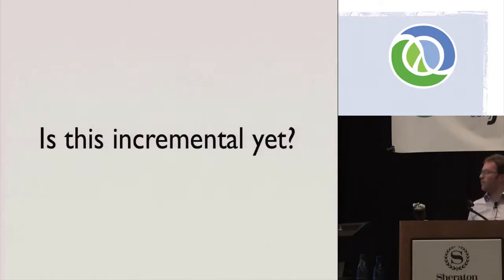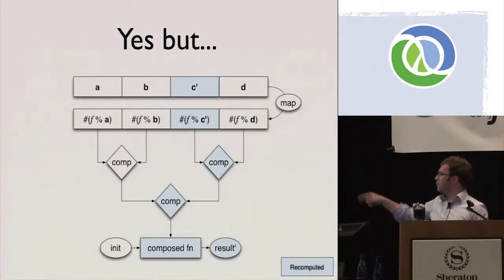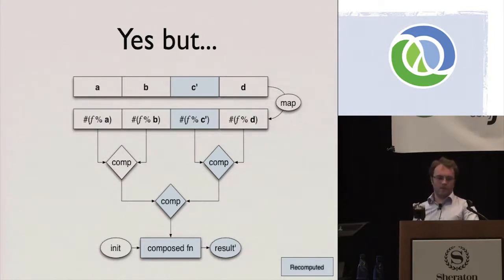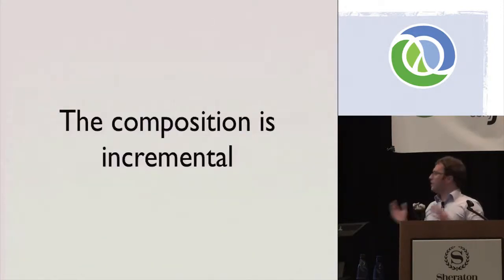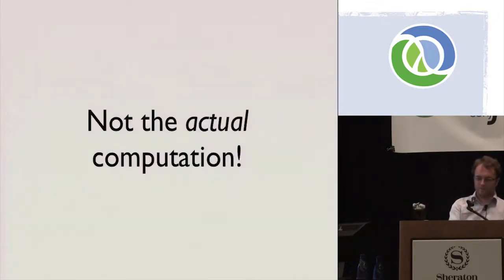So is this incremental yet? Indeed, it is. If I change C into C prime, I only need to recompute all the nodes which are in blue. So F, the first partial function, and then the parent's composite function. But the problem is that it's only the composition which is incremental, not the computation itself.